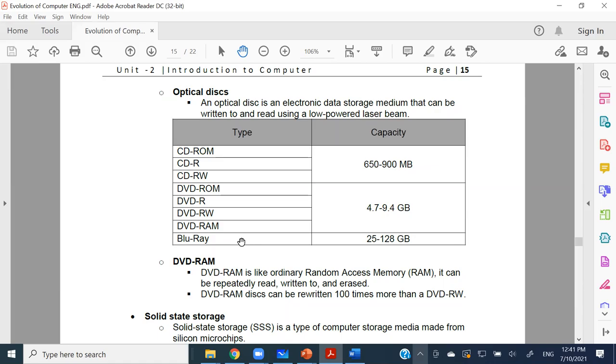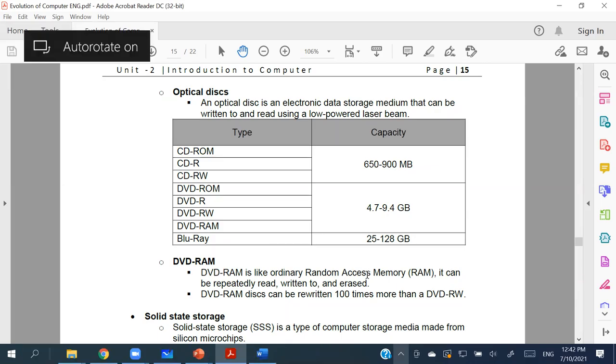A CD player alone cannot read DVDs. So a DVD player can play both DVDs and CDs. A Blu-ray player can read all three formats, Blu-rays, DVDs, and CDs, right? So yeah, that is the second lesson.